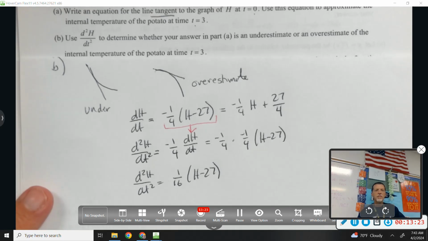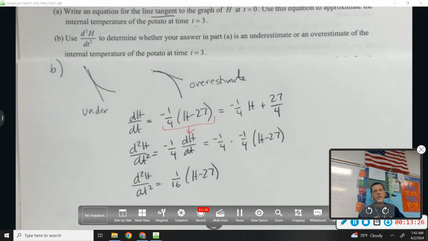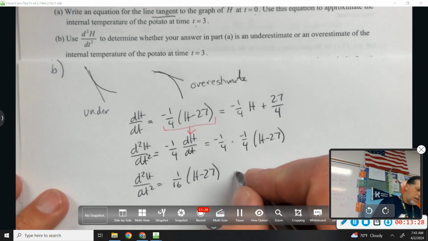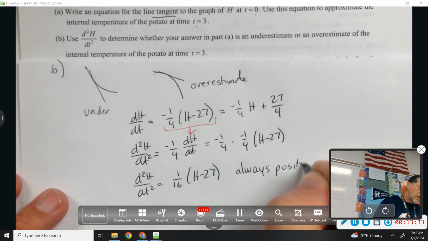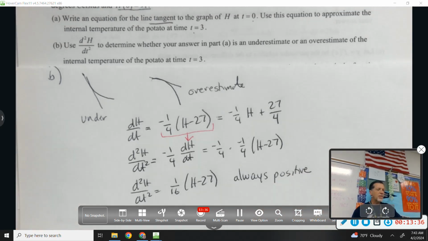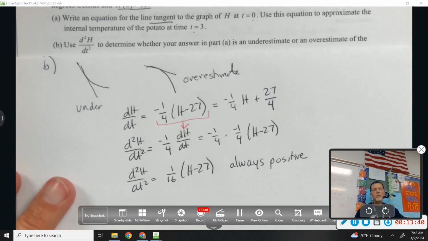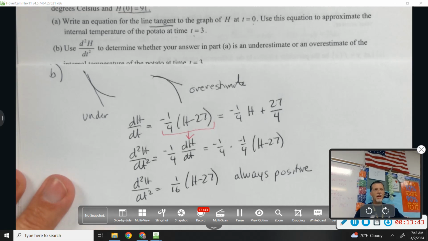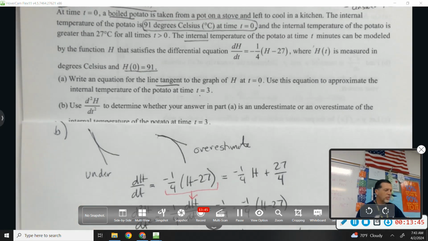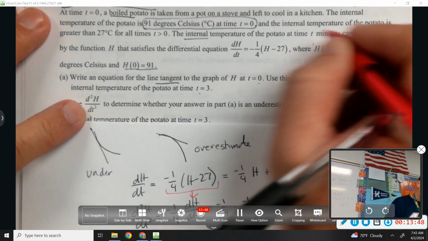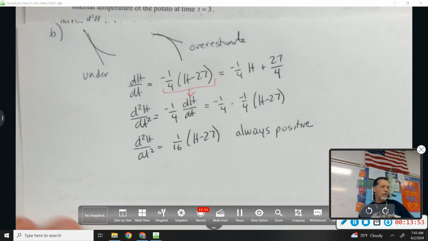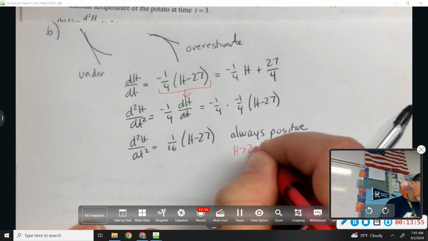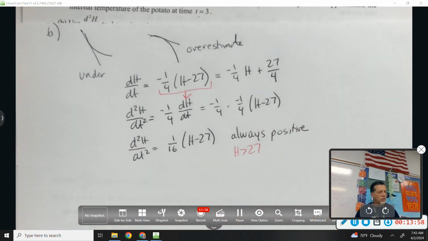Is that going to be a positive or negative second derivative? Is there a way I know it's always positive? There's a statement they gave me in the problem statement that I wasn't sure what it means, but now I know why they gave it to me. Yeah, h is always greater than 27. I was wondering why that was in there. But now that I hit this, I'm like, oh, if h is greater than 27, then my second derivative is always positive.